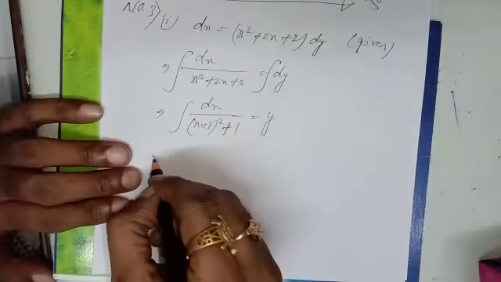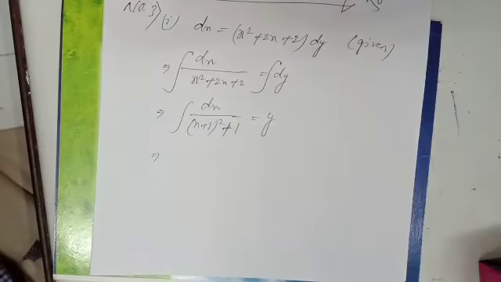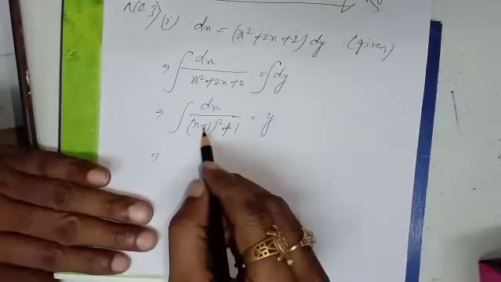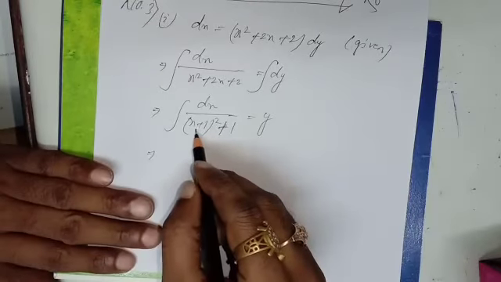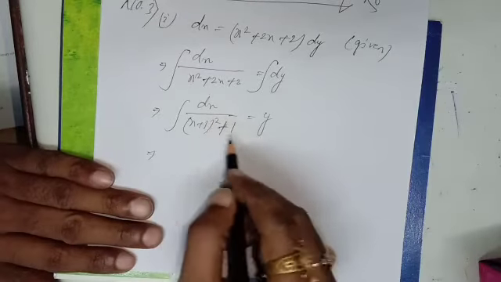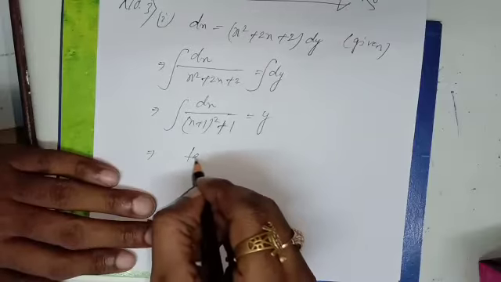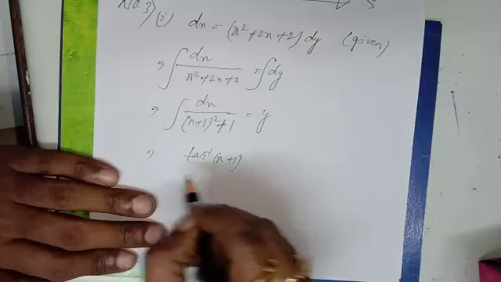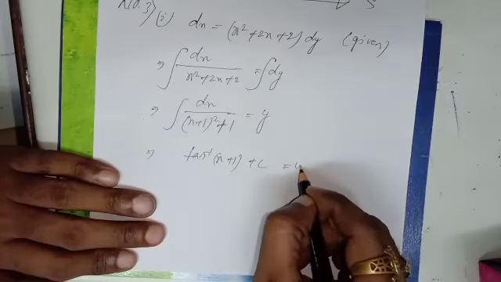Now tell me what is the integration of this one? As you know, the integral of dx by (x² + a²) is as follows. If you substitute here also, let x + 1 is equal to u, this will be du by (u² + 1), that will be tan inverse u. I am doing directly. This will be tan inverse (x + 1) plus c is equal to y.